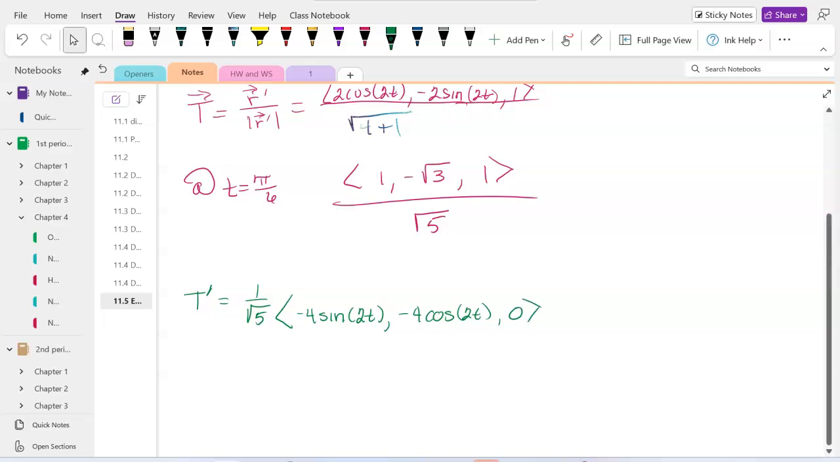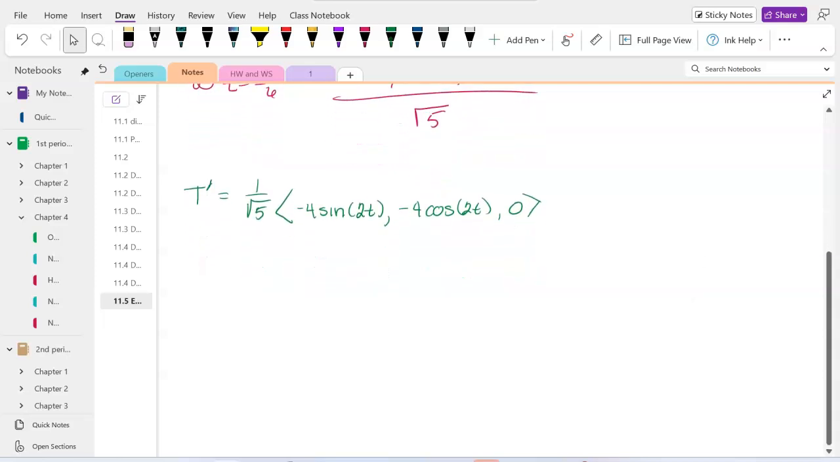All right. And now unit normal. I probably should have my vector notation be a little less sloppy there. I have T prime over the magnitude of T prime.